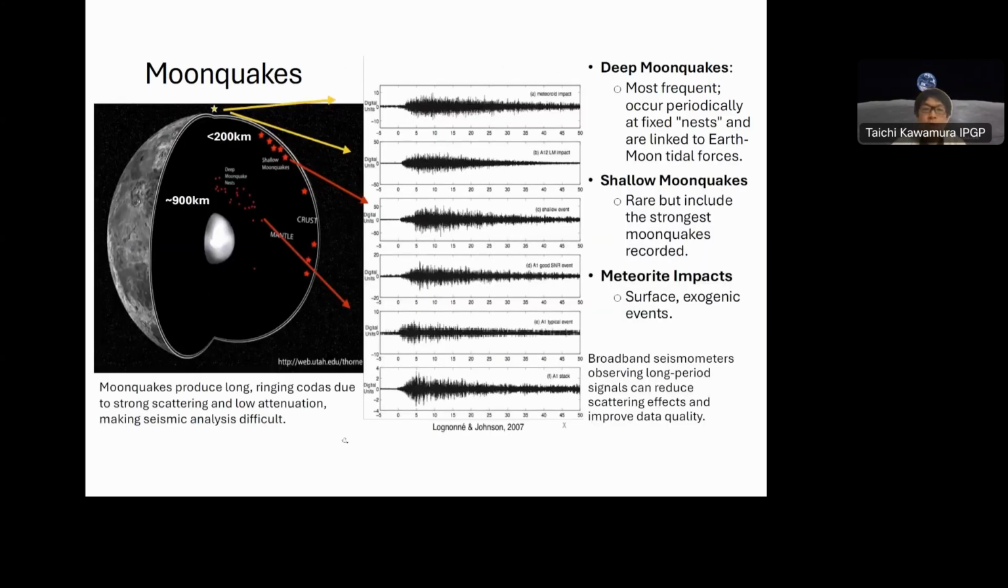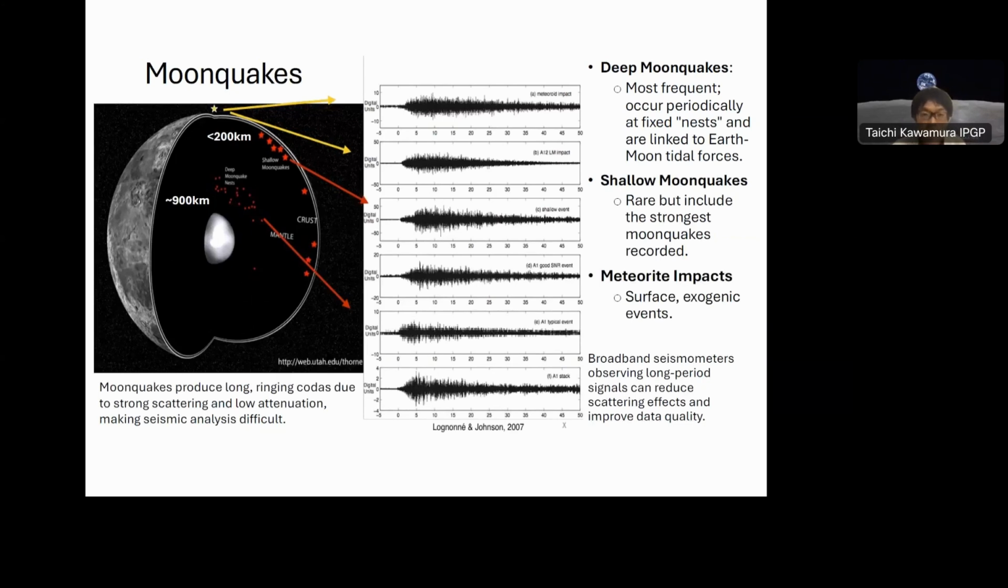Here I'm showing you some examples of moonquakes. There are many different kinds of moonquakes, like deep moonquakes, shallow moonquakes, and meteorite impacts, which was already very surprising because before we thought that the moon was a dead body without such activity. We also detected many meteorite impacts which shook the lunar surface.